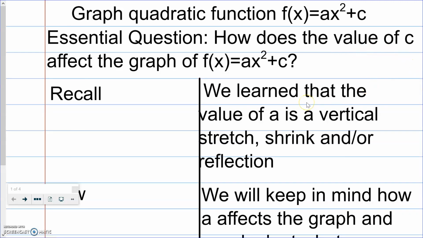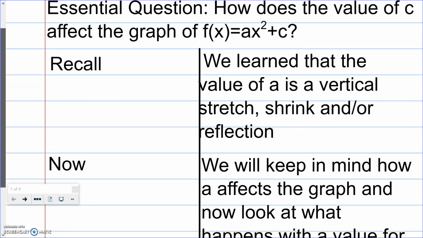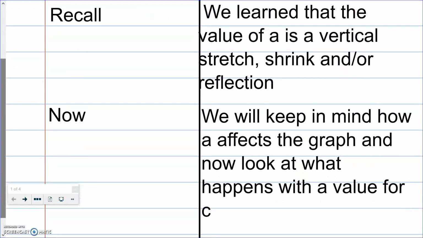Recall we learned previously that the value of a will make our graph into a vertical stretch or a shrink and/or a reflection about the x-axis compared to our parent graph of x squared. Today we will keep in mind how a affects the graph and now look at what happens with a value plugged in for c.